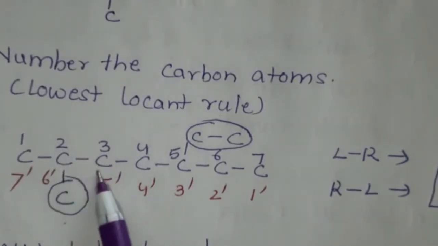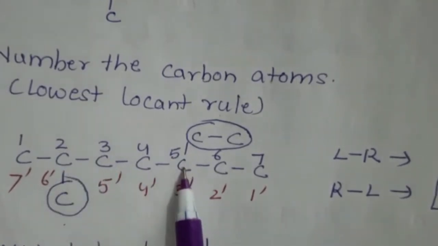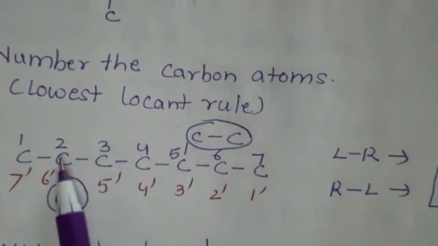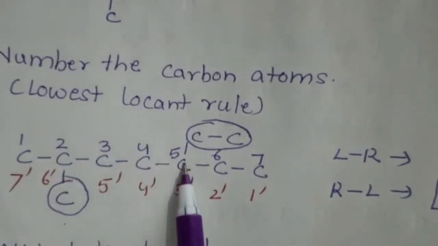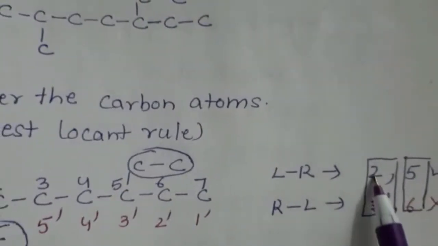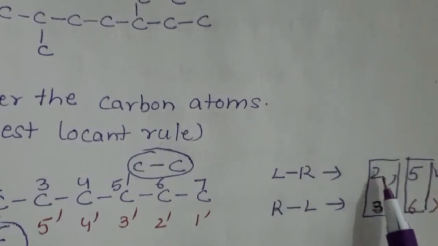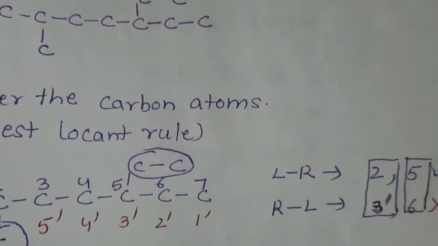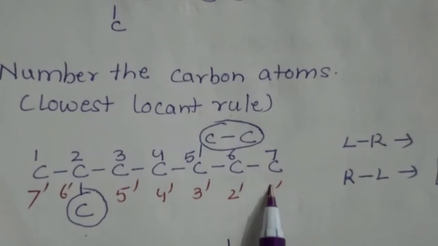Now, locate the position of the branches, that is, they are placed at the 2nd carbon atom and at the 5th carbon atom. So the locants while moving from left to right are 2 and 5. Arrange them in ascending order. If we move from left to right, the positions of the locants are 2 and 5. Now number the carbon atoms moving from right to left.